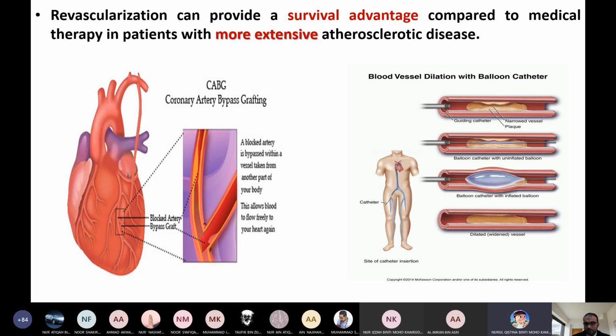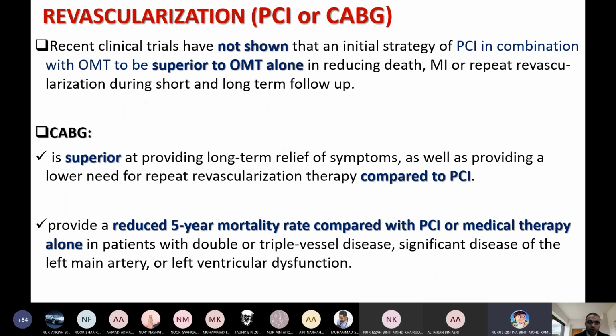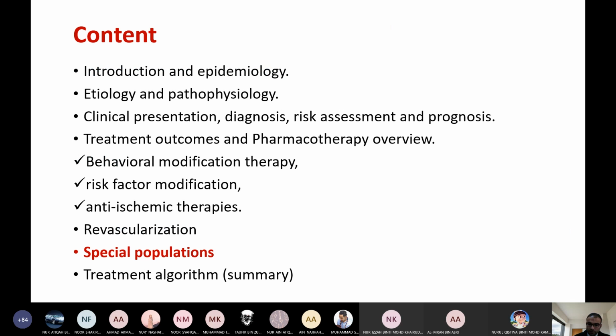So here is the coronary artery bypass graft. Here is the ballooning of the PCI, percutaneous coronary intervention. This is the dilatation with the balloon catheter, so we can resolve any blockage, if any. Which one? It depends. But usually the CABG is much more preferred compared to the PCI, and the five-year mortality compared to PCI and medical therapy has been shown to favor CABG in those patients indicated for the CABG, or the coronary artery bypass graft. Okay.